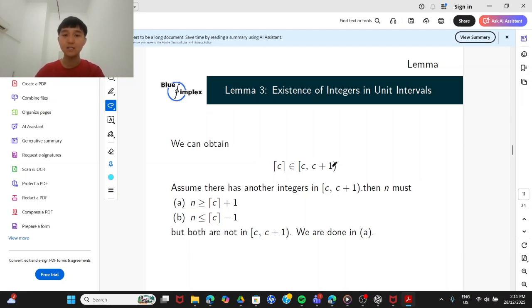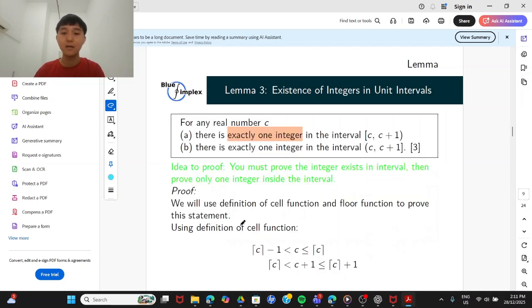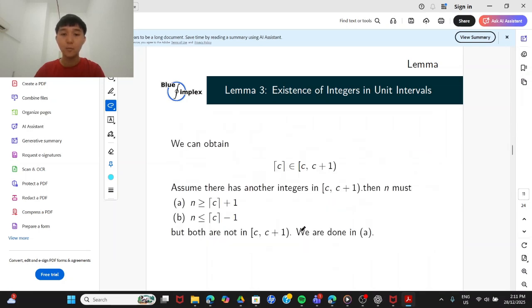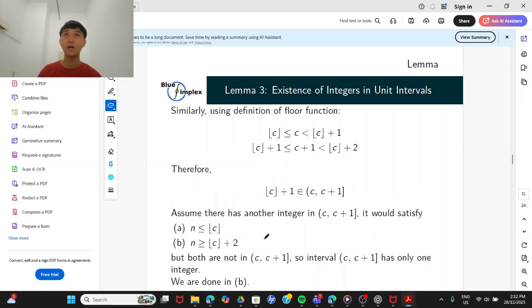How about uniqueness? Assume there is another integer m in c and c plus one. Then m must be larger than or equal to the ceiling of c plus one, and also smaller than or equal to the ceiling of c minus one. But here you notice that these two numbers are not included in this interval. So both are not in this interval. Part 3b is similar to 3a using the floor function, and then you can finish it.